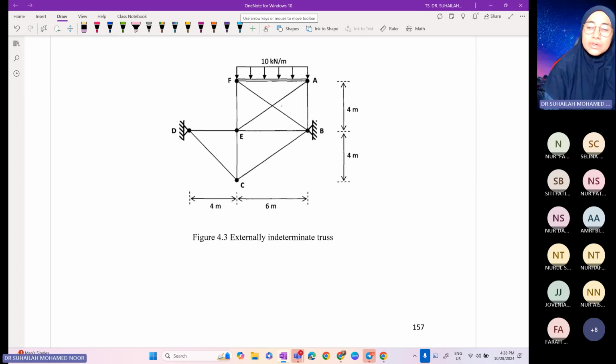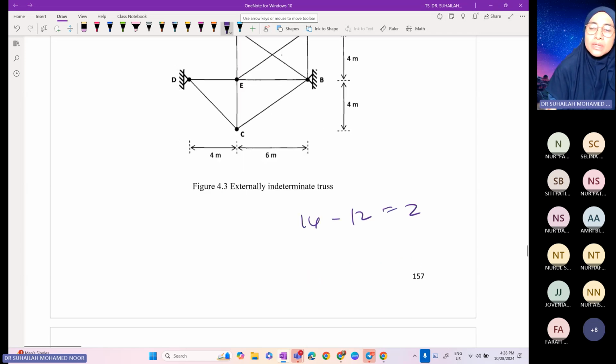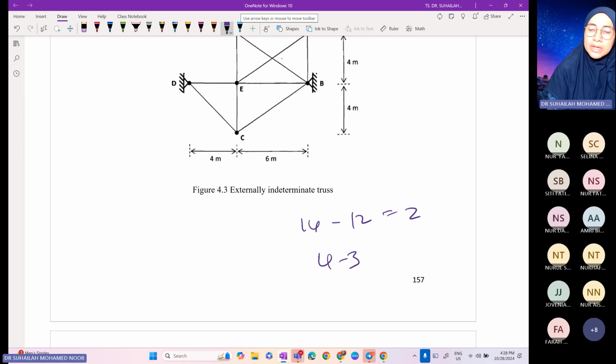Okay. So this one is 14 minus 12. 14 minus 12, so it is 2. So these 2, when we check for 4 minus 3, this is n, it is equivalent to 1. So redundant number 1, redundant number 2, we have 2 redundant.